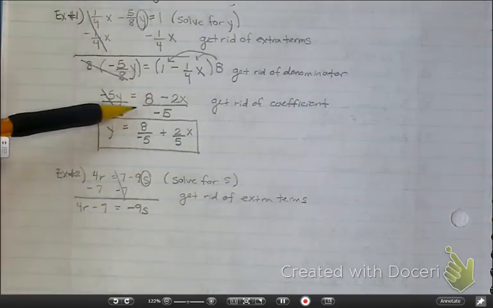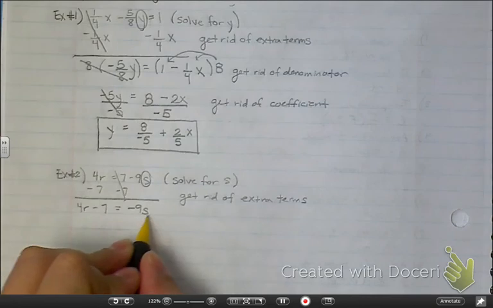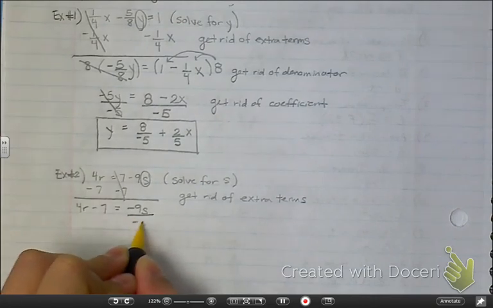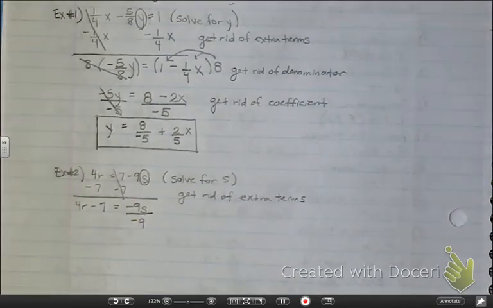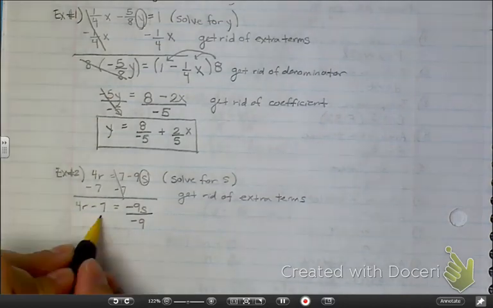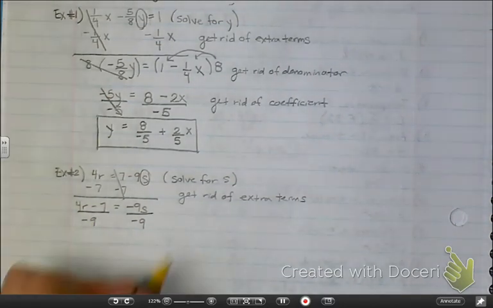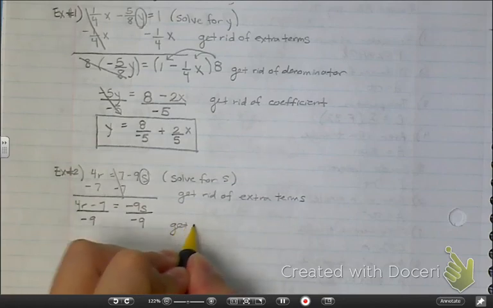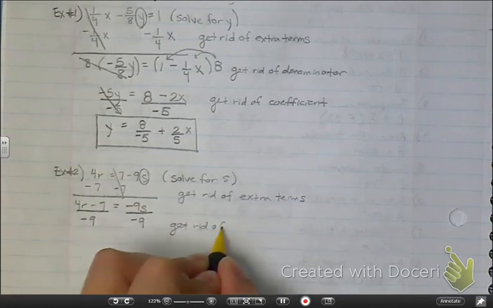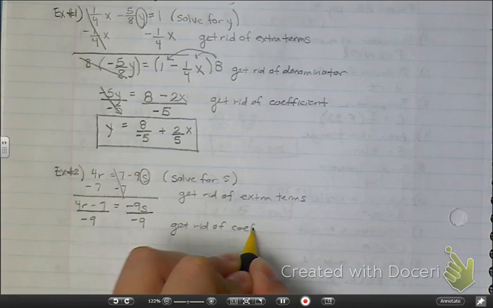And the last step is to get rid of the coefficient. So the number in front of s is negative 9, and it's being multiplied times s. It's negative 9 times s. So I'll divide by it on both sides because of the division property of equality. All right, get rid of coefficient.